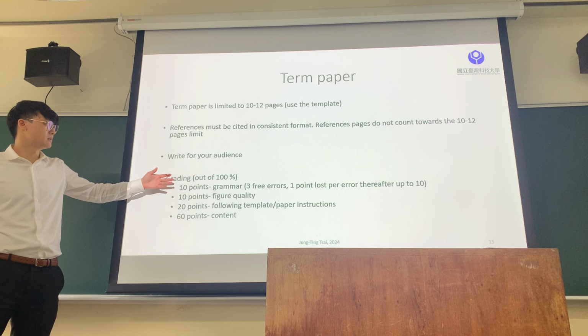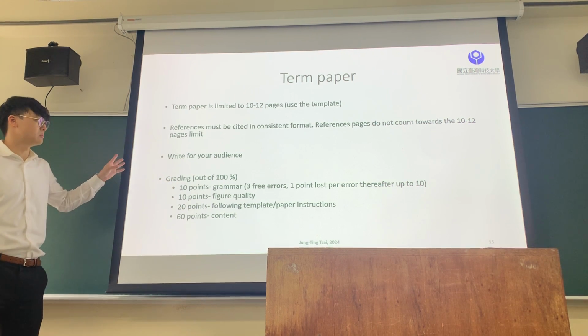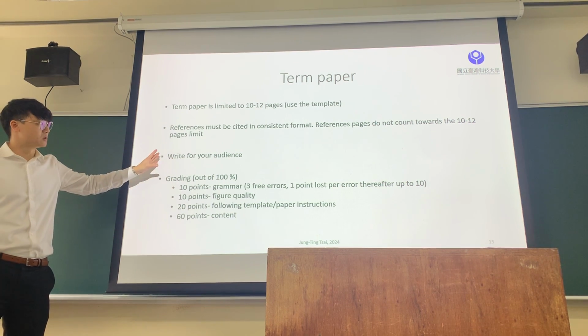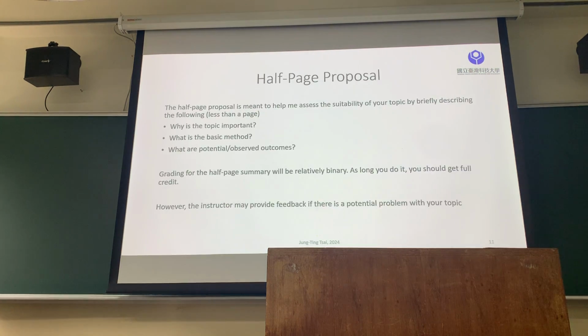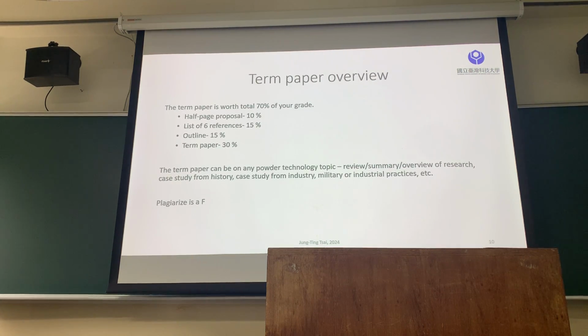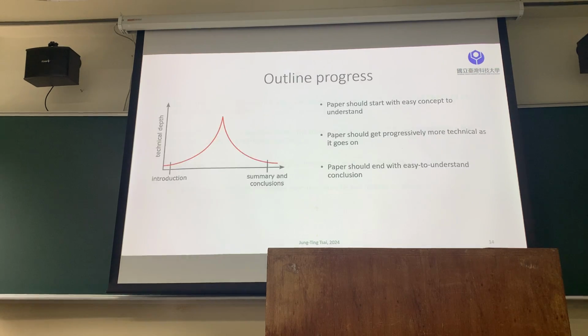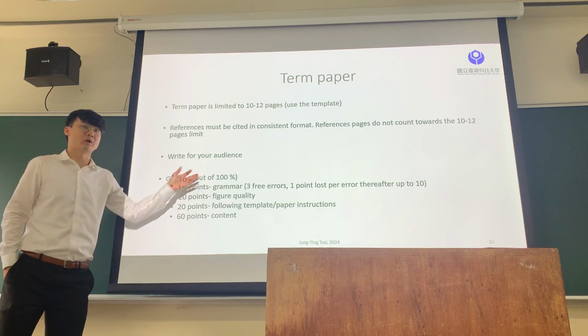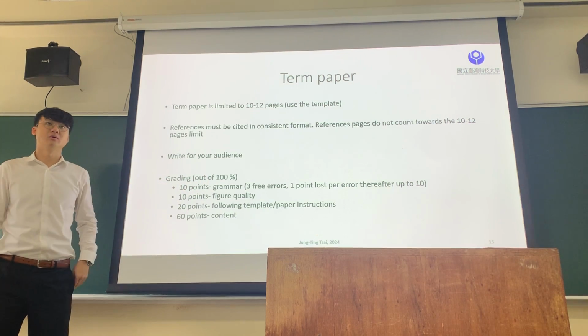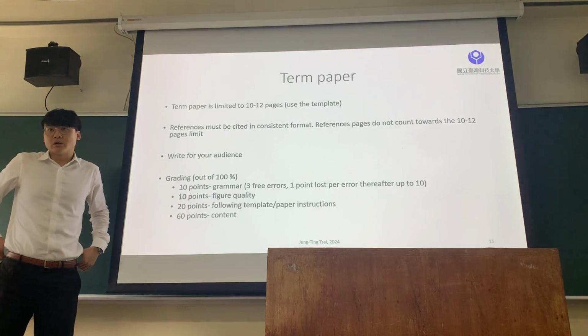So grading again, it's a total of about 70 points, but how much is the term paper worth? The term paper is basically 30% out of 100 total. Basically we start with 100, right? So 10 points for grammar. Grammar is important. I check the grammar.